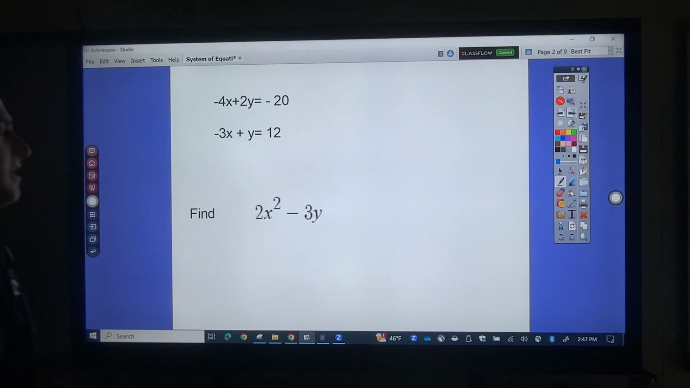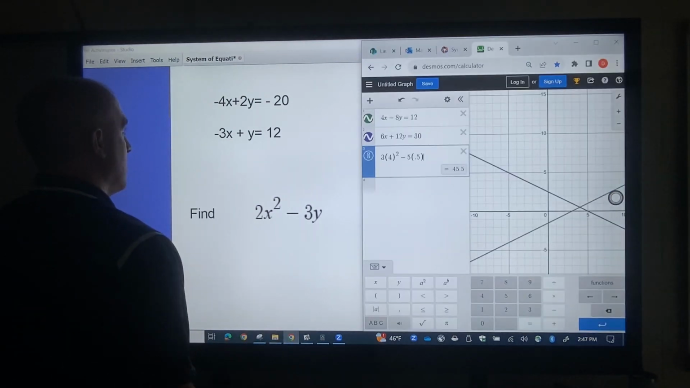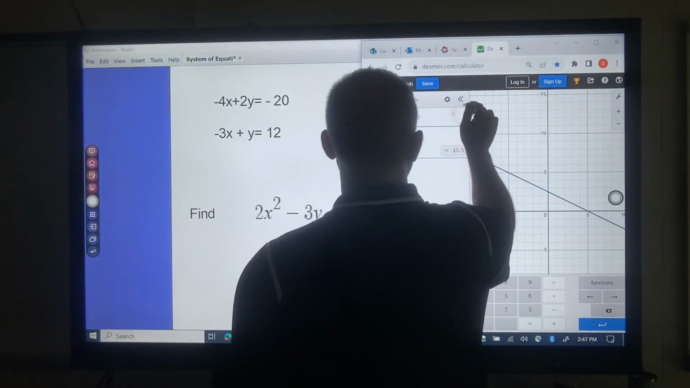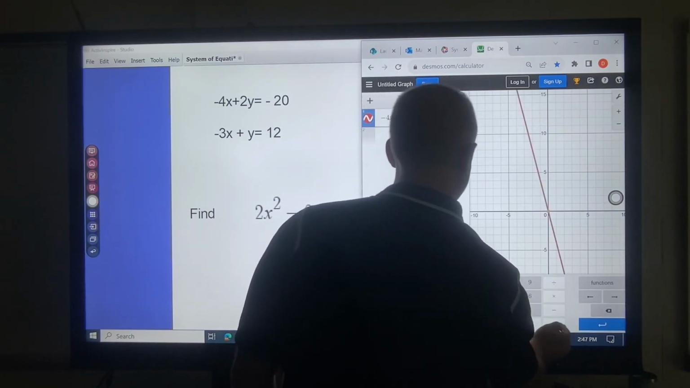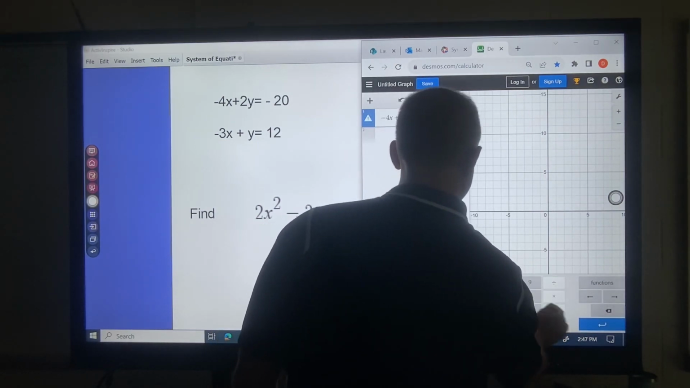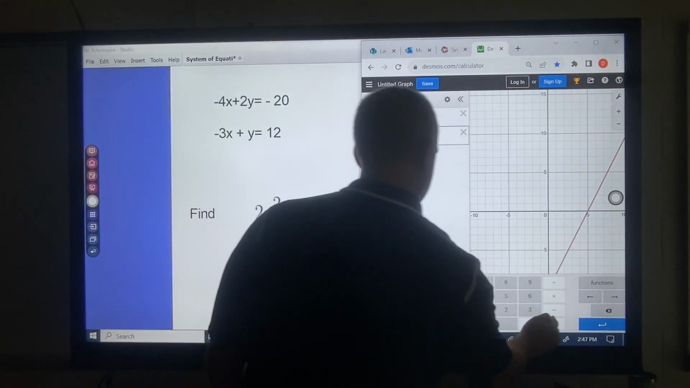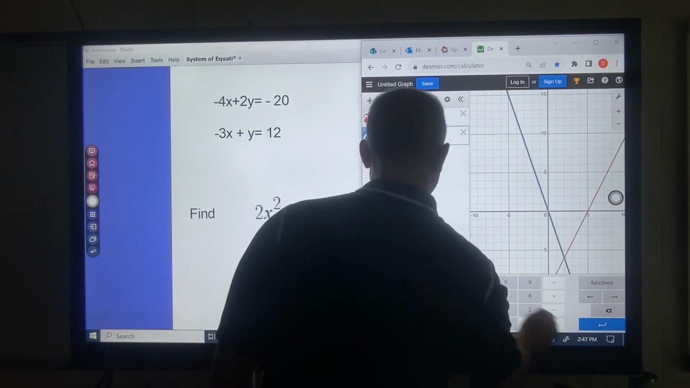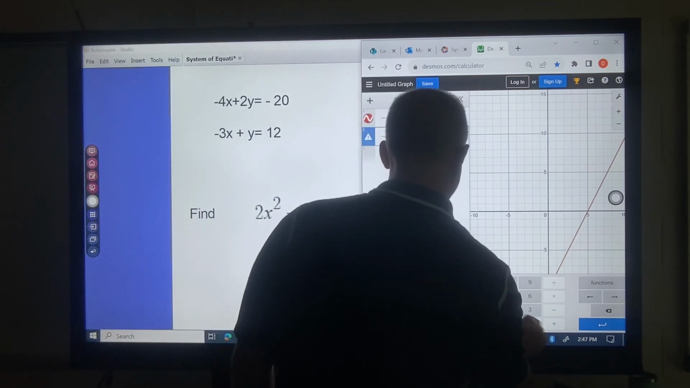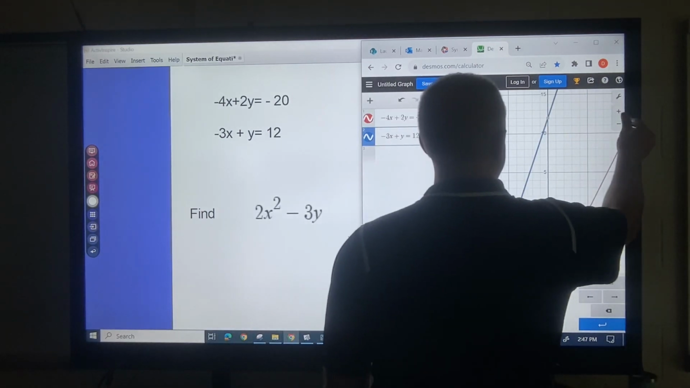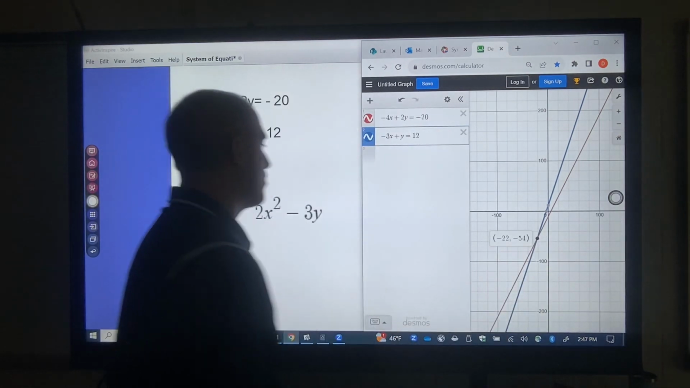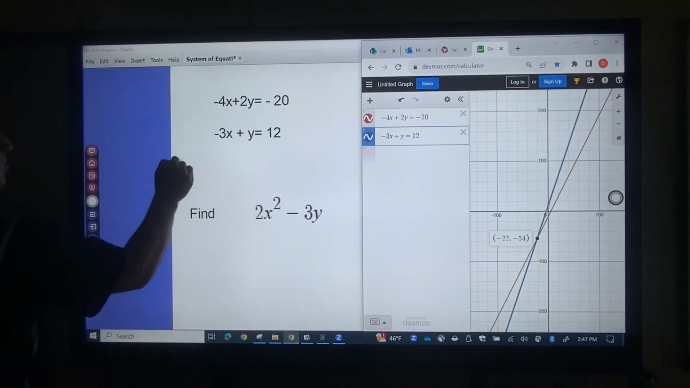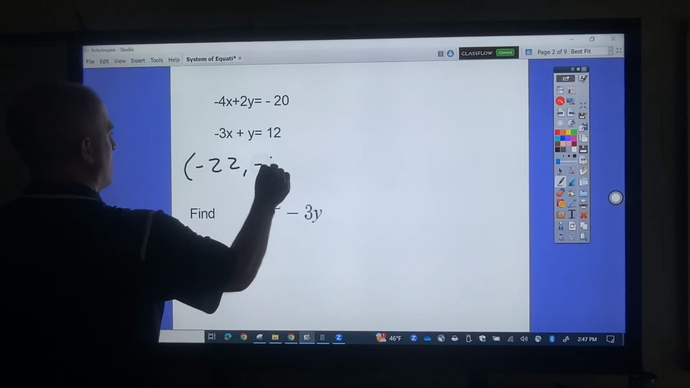Okay, all right, let's go ahead and do this one. All right, so what I'm going to do, I got negative 4x plus 2y equals negative 20. Negative 3x plus y equals 12. Okay, now I got to play around and zoom out till I find where they cross at. They cross at negative 22, negative 54.